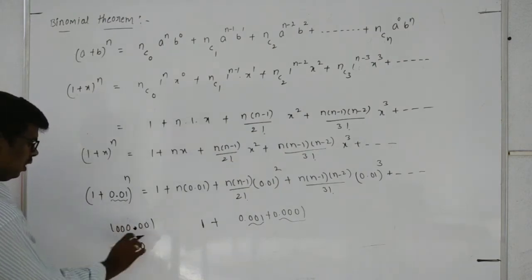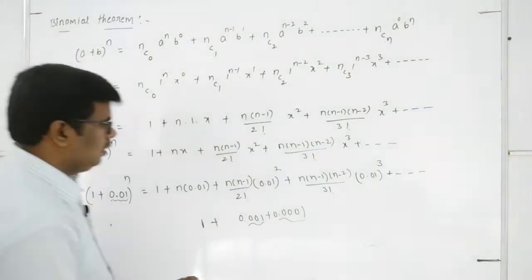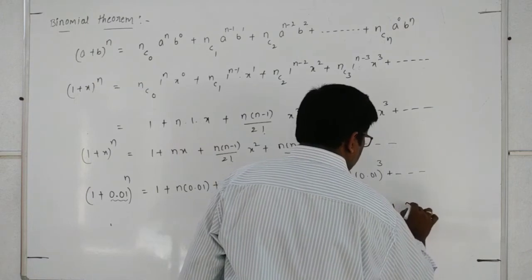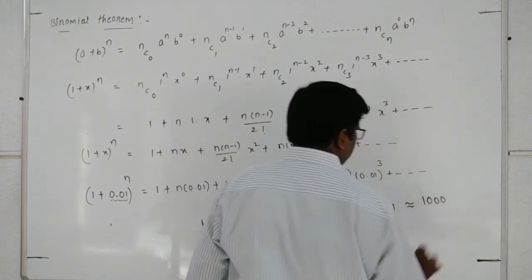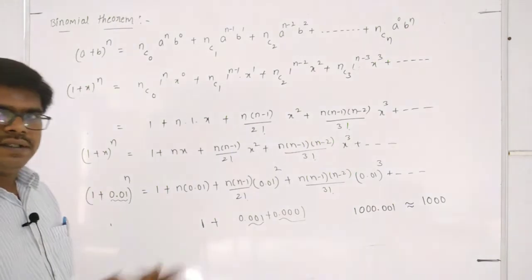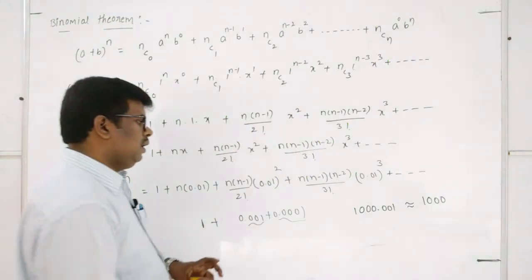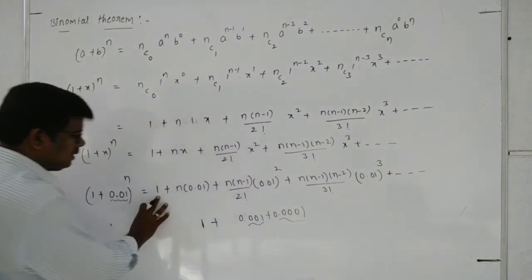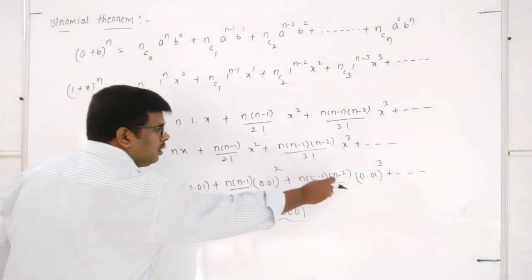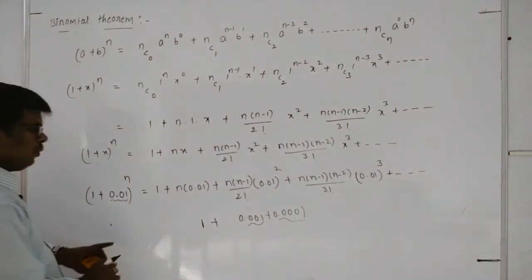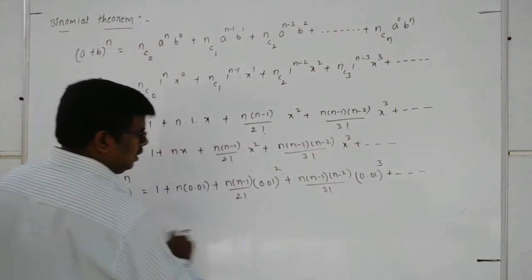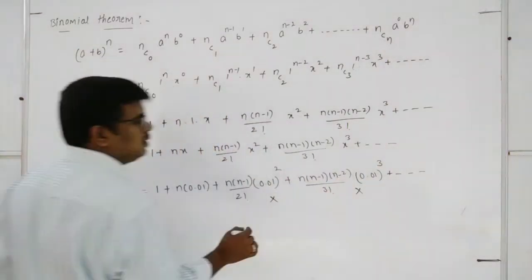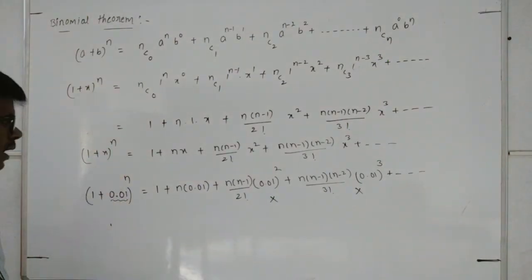1000.001 is almost the same as 1000 only, or not? Okay, almost the same. In the same manner, here 1 is comparable, and the remaining terms are too small. These extra higher terms, square, cube, all those things, are going to be neglected.